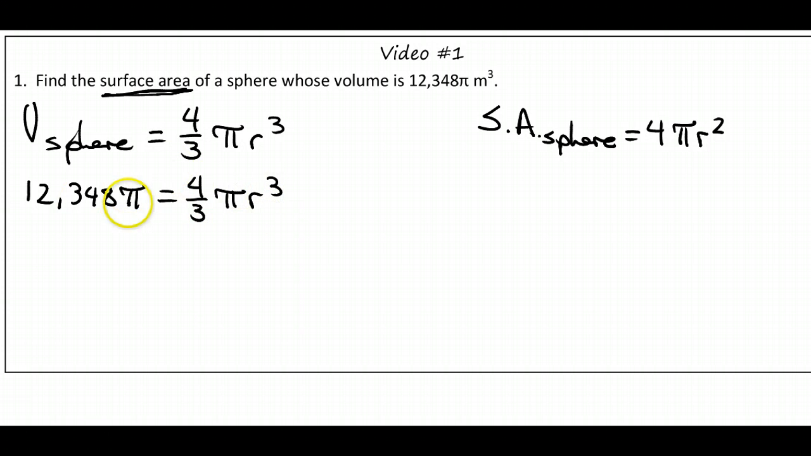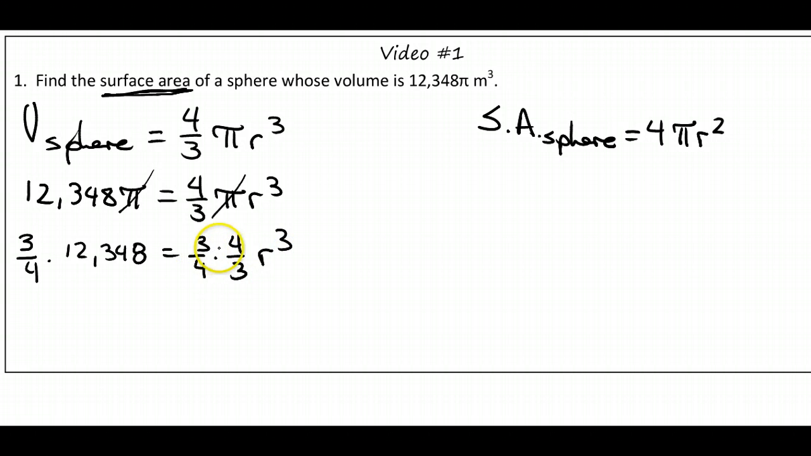Alright, and since we have a pi on both sides, those are going to cancel out. And what I want to do now is get rid of this 4/3, so I'm going to multiply both sides by 3/4. So 3/4 times 12,348, and then multiply this side by 3/4 times 4/3 times r cubed. So we see if we multiply these two together, we get 12/12, which is really 1, so we end up with 1 r cubed, which is just r cubed.